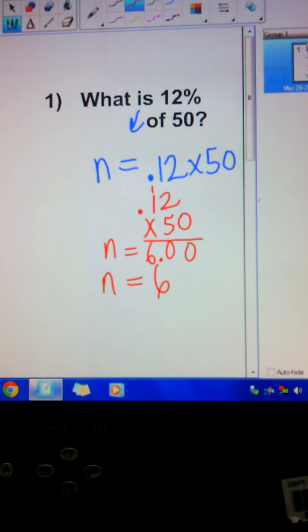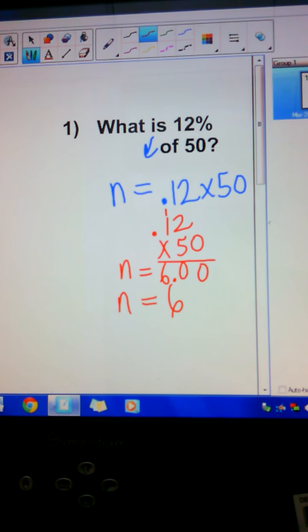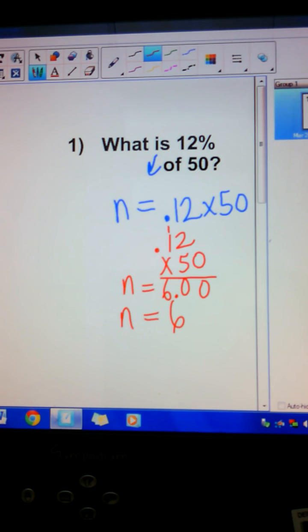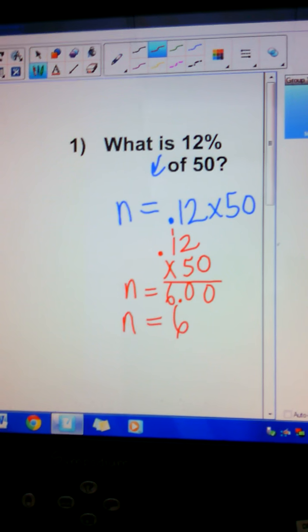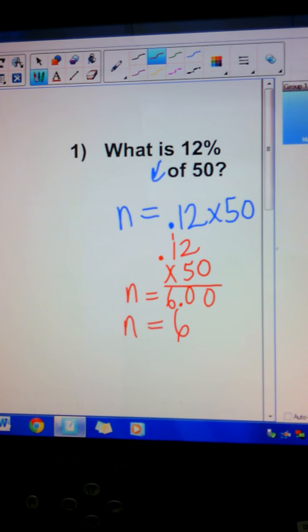So again, know your keywords. They will help you translate these problems into workable algebraic equations. All right, let's look at the next example.